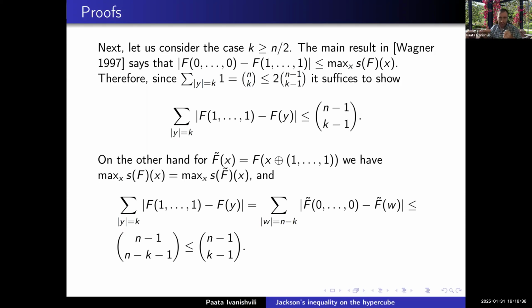But he actually proved a little bit more than that: if you look at the difference between f0 and f1, at the corners of the hypercube, it is bounded by maximum sensitivity.